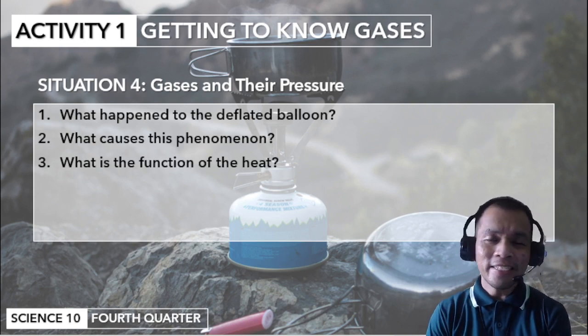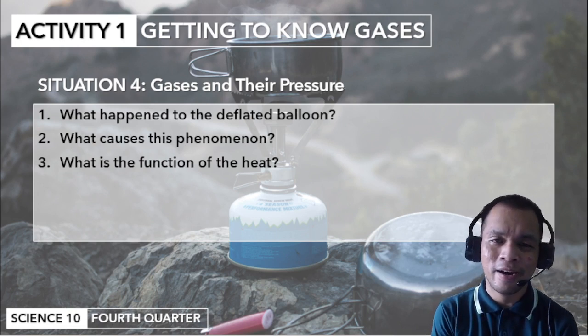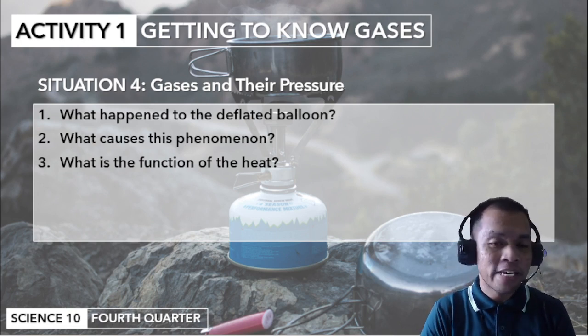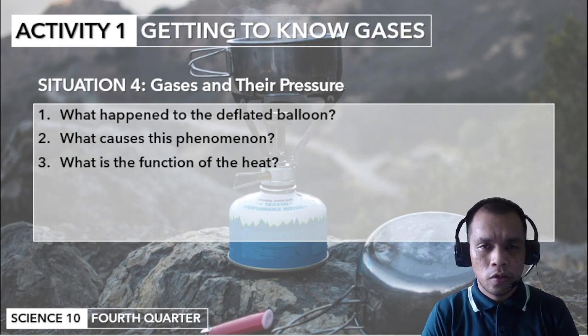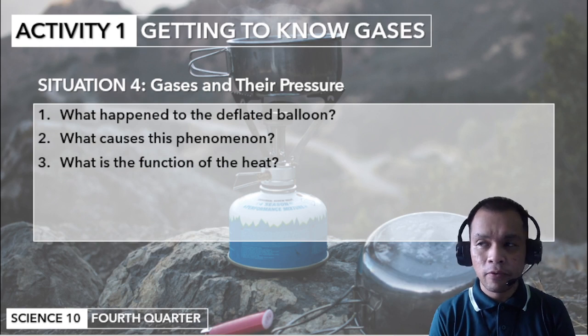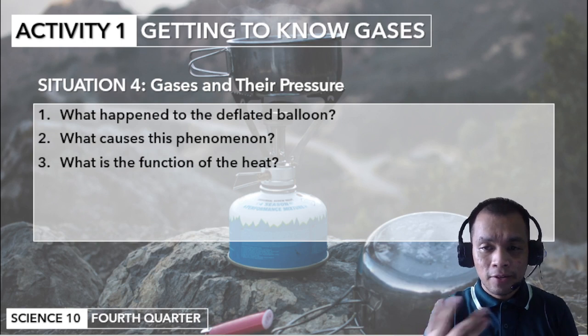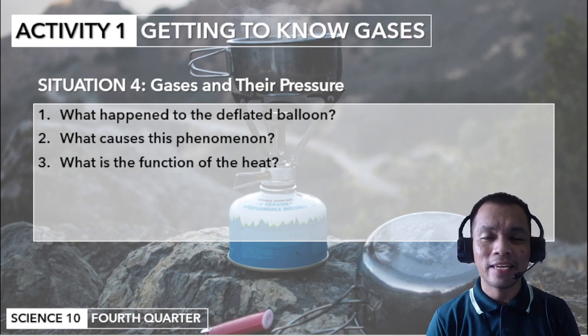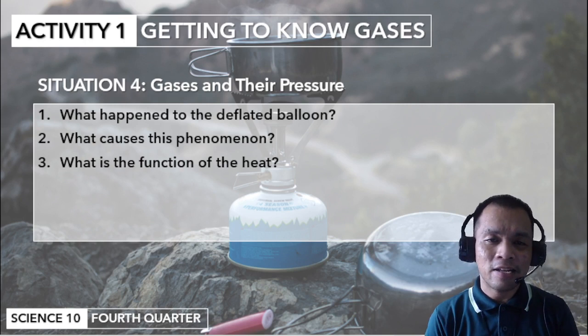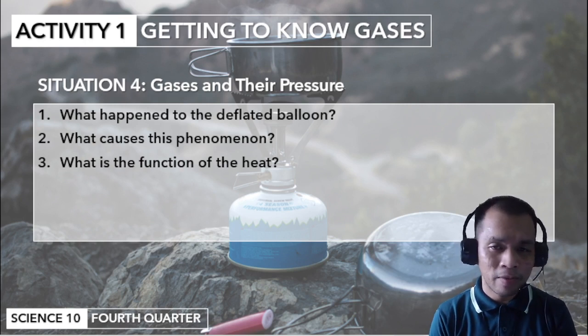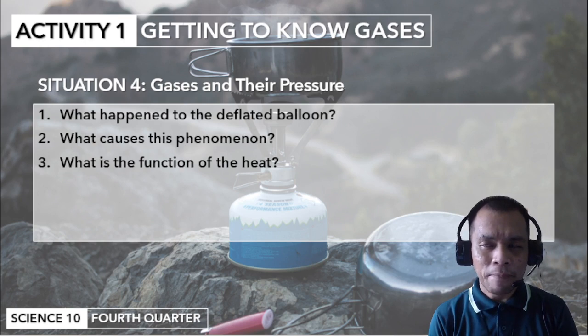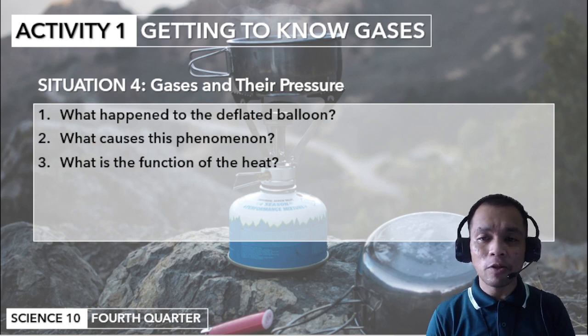Anyone? Let's try to analyze the function of the heat in the situation. Before we get to the question, where do you think the heat comes from? Correct. The heat comes from the candle, from the lighted candle. And then what happens next? The heat is flowing from the candle towards the water in the beaker. And what happens to the water in the beaker?